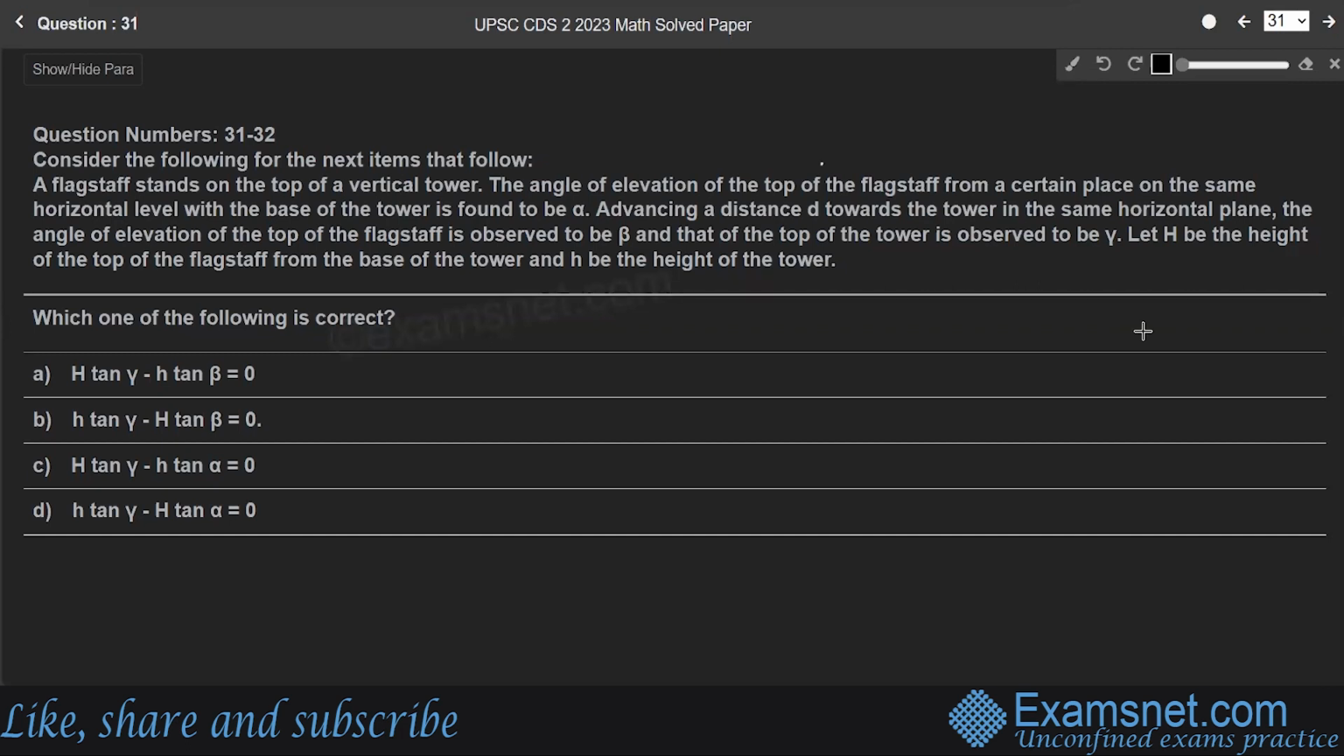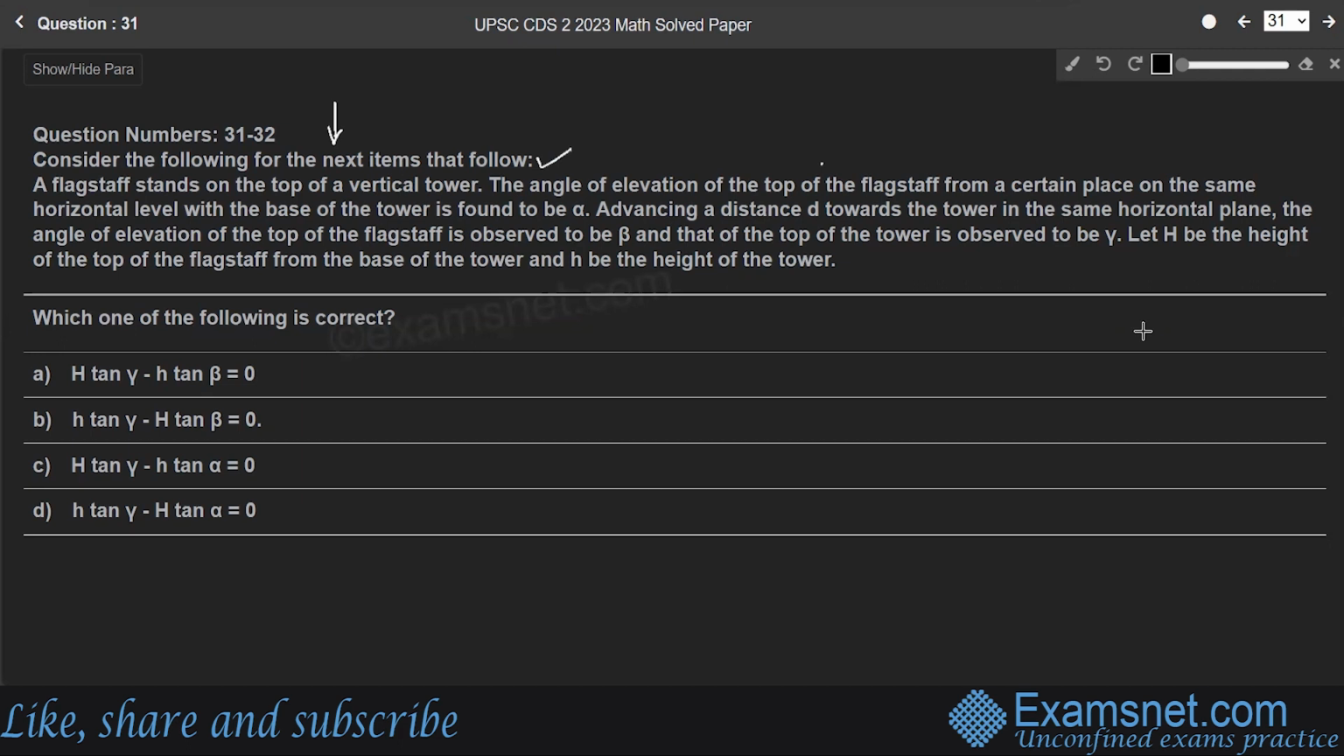Students, questions 31 and 32 are based on the below information. Consider the following for the next two items that follow. A flagstaff stands on the top of a vertical tower. The angle of elevation of the top of a flagstaff from a certain place on the same horizontal level with the base of the tower is found to be alpha.